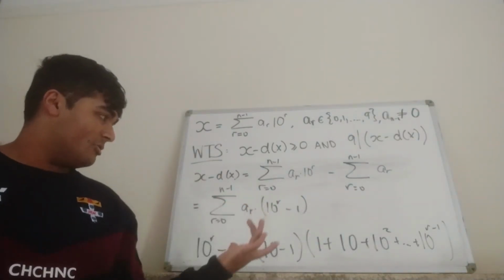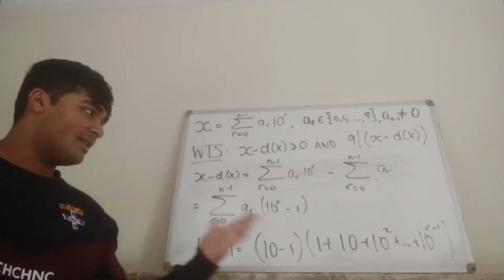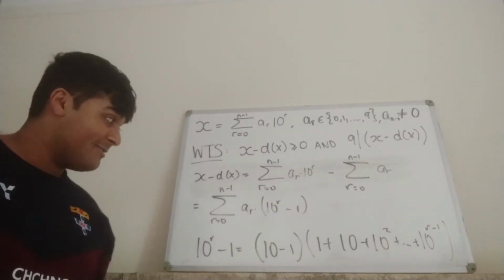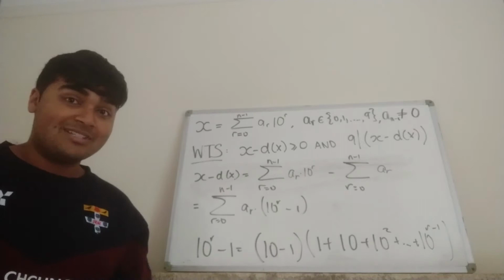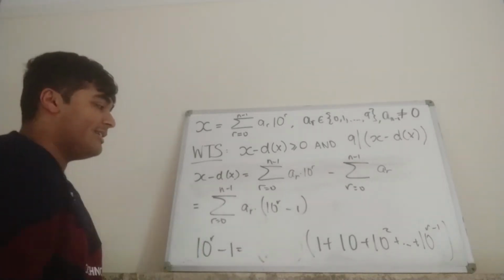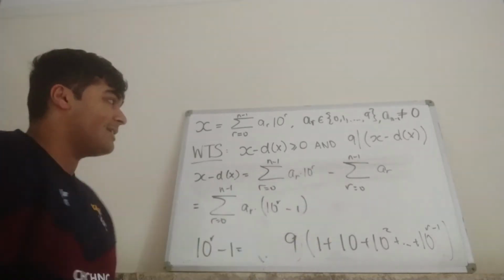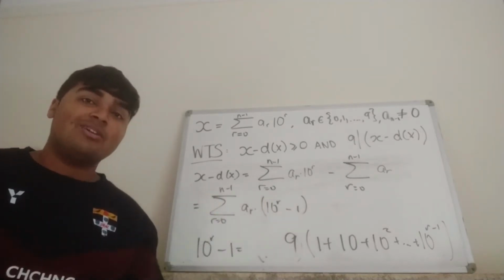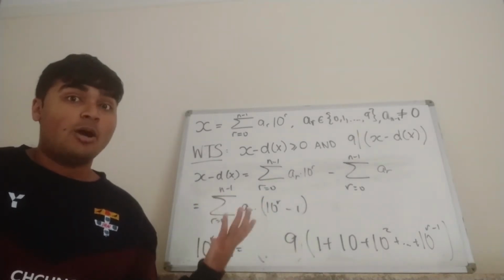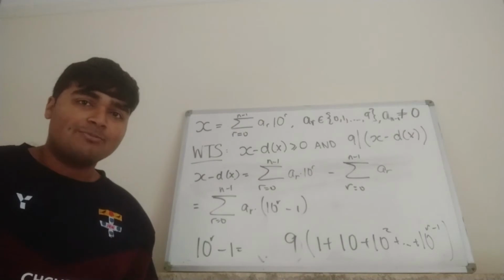This is kind of like, if you were to divide both sides by 10 minus 1, you get the sum of a geometric series. But yeah, 10 minus 1 we know is 9, so we can write 10^r minus 1 as 9 times something, and hence 10^r minus 1 is a multiple of 9, and that solves part 1. Let me clean the whiteboard and we'll move on to part 2.